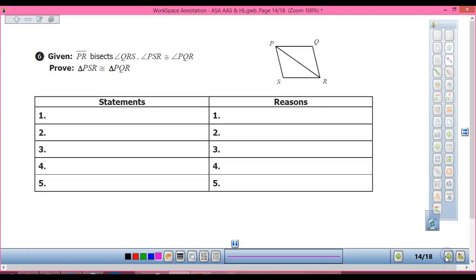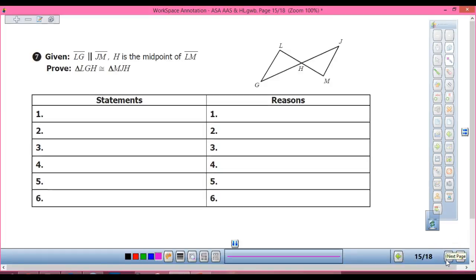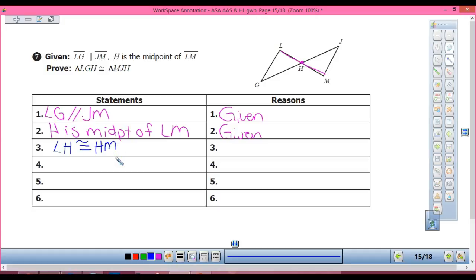Okay. Let's look at number seven. Okay, so we have LG, oh, not congruent, that would be parallel to JM. I have H is the midpoint of LM. All right, so basically H, the midpoint of LM. So what does that tell me? H is the midpoint. Yep, and what are my two equal ones? LH is congruent to HM by definition of a midpoint.